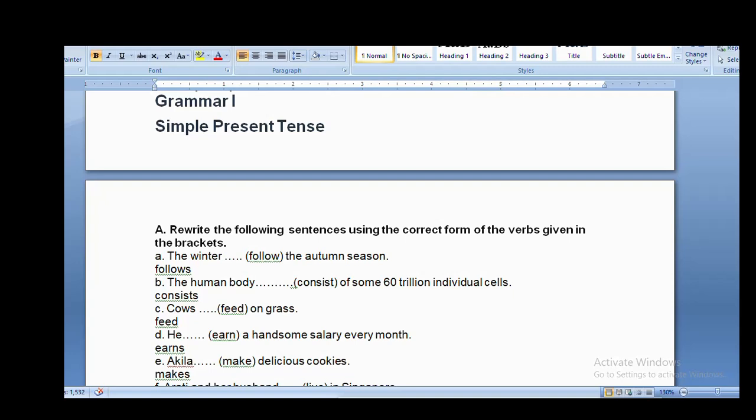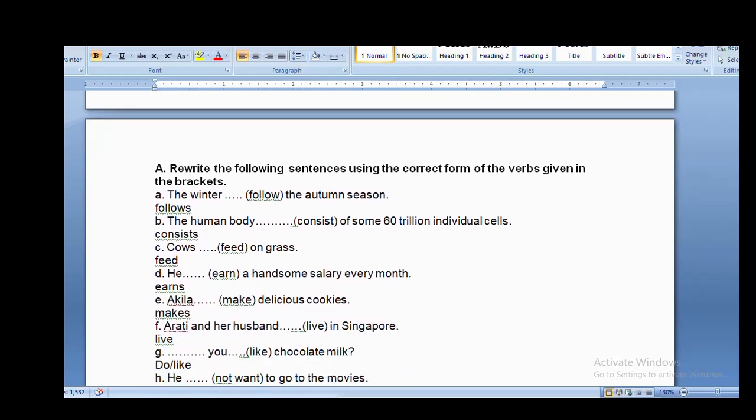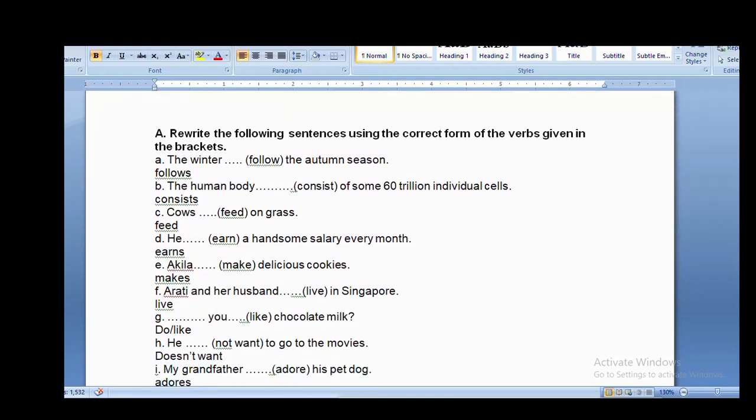Rewrite the following sentences using the correct form of the verbs given in the brackets. The winter means singular, you should use verb 5 here. The human body, this is also body, singular, so you should use verb 5, consist. Cows, here plural, and you should use verb 1, feed. He is singular, you should use verb 5 here.